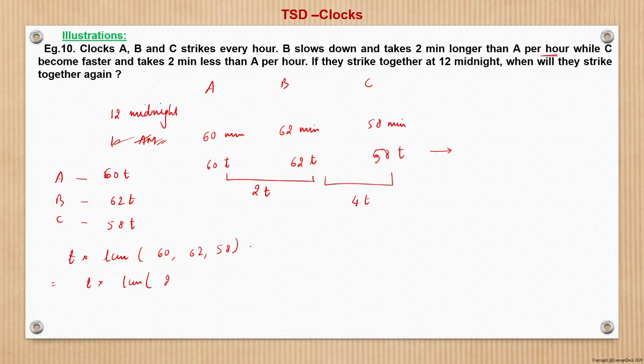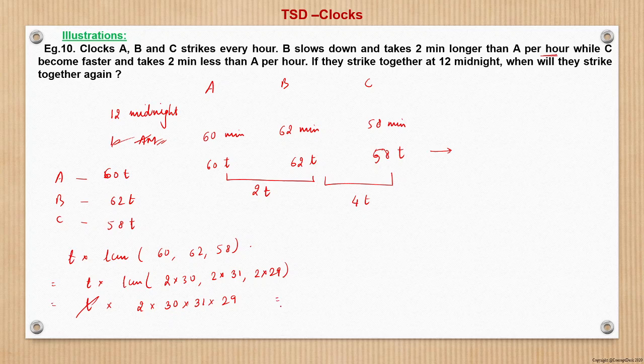This we can expand as 2 into 30, 2 into 31, 2 into 29. So 2 is common, you can take the LCM. I'm just trying to simplify this: 2 into 30 into 31 into 29. So this is the generic time. And since it has to be the earliest, we will take t equal to 1. That is the first value, so t we can ignore here.